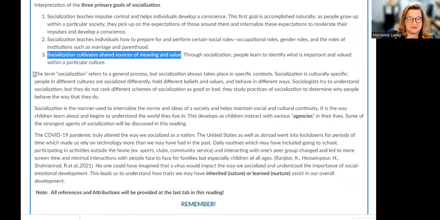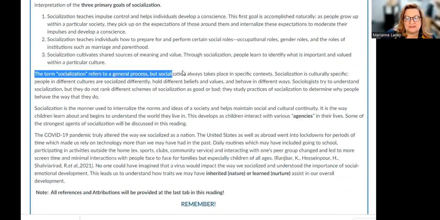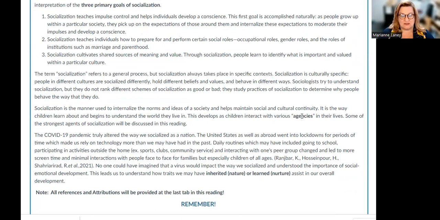And again, socialization is a general process, but it takes place in specific contexts. We'll talk about that. The specific contexts are those agents I talked about. It could be a company, it could be a person, it could be a group of people. Think of Boy Scouts or church or family or cousins or even extended family, or even something like sports or technologies. They socialize you how to do certain things and expect you to be able to follow along.